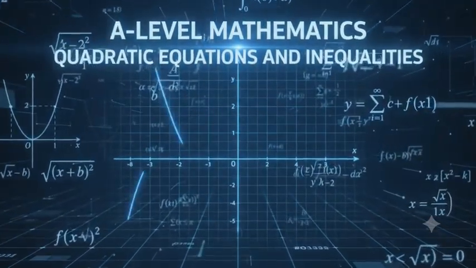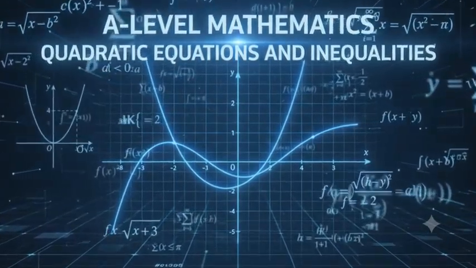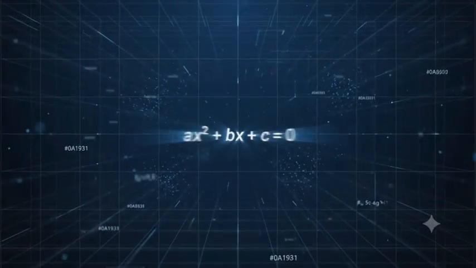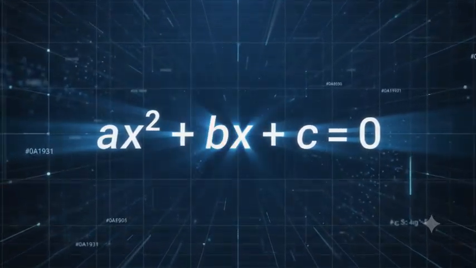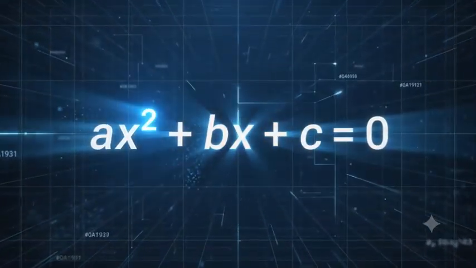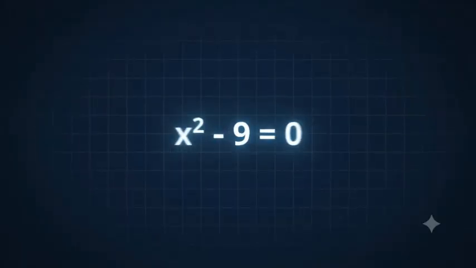In this lesson, we begin our study of quadratic equations and inequalities. A quadratic equation is one in which the highest power of the variable is 2. Its general form is ax squared plus bx plus c equals 0, where a is not 0. Let's begin with a simple example.